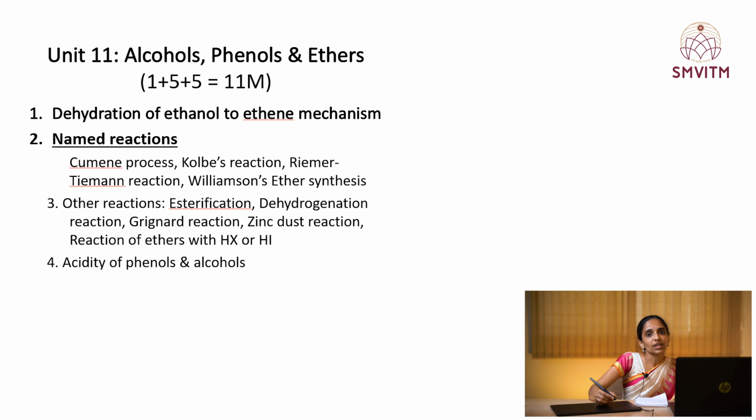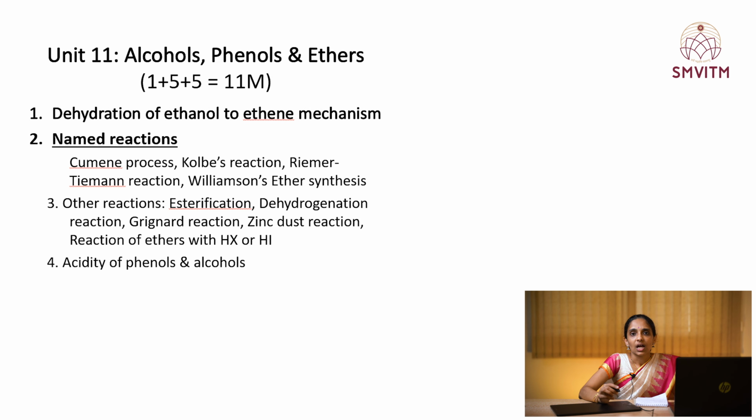Then reaction of phenol with zinc dust to give benzene, reaction of ethers with HX or HI, these are expected questions. Then there is acidity concept in this unit, not only in this unit, even in the next unit. What is the order of acidic strength? Actually, alcohols are least acidic, then come phenols, and carboxylic acids are the most acidic ones.